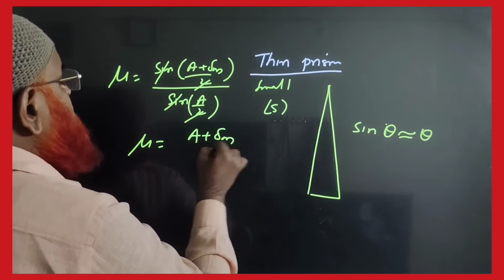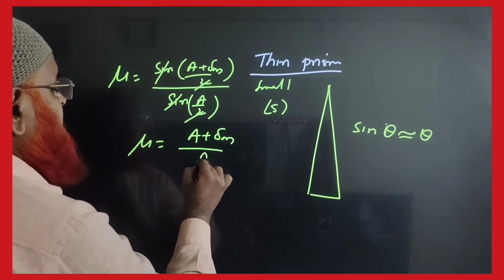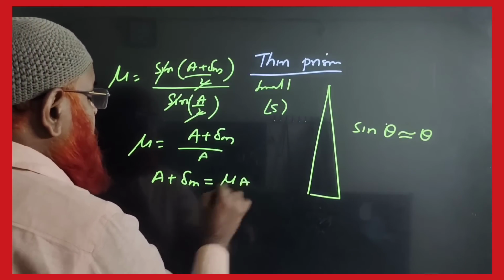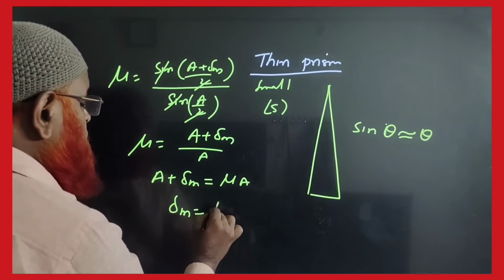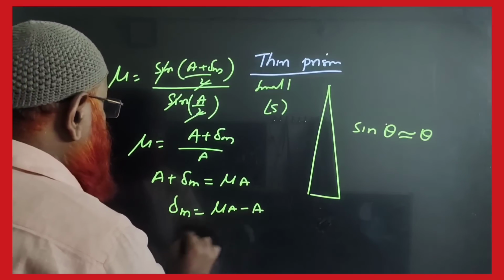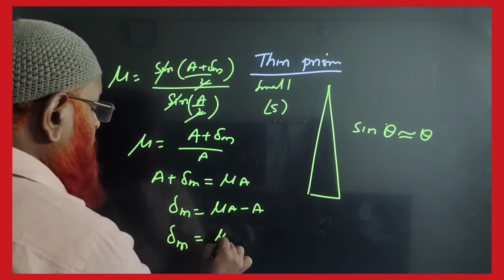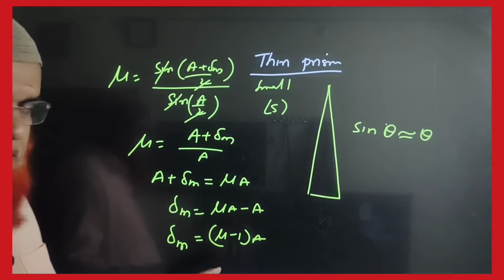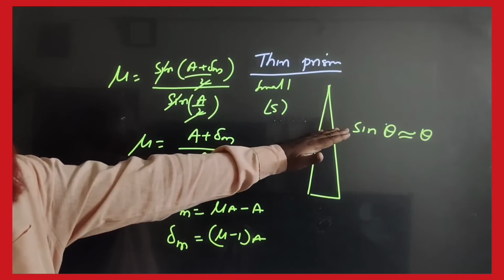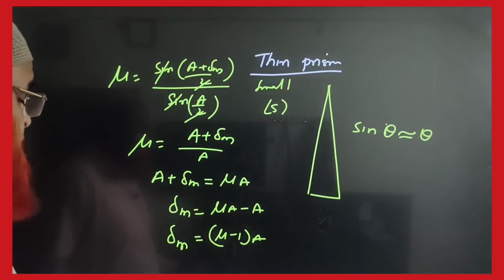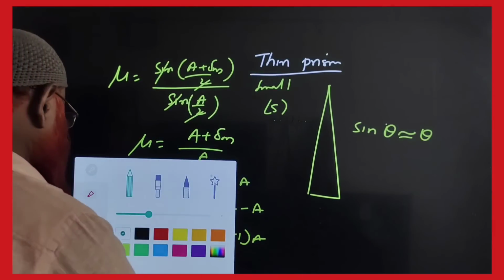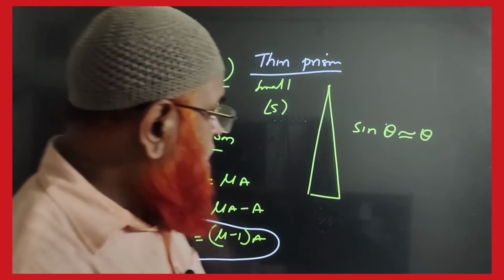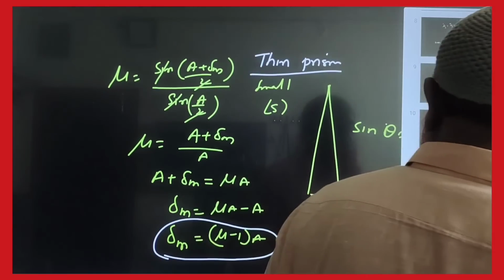What is left now? Mu is equal to A plus delta M by A. So A plus delta M is equal to mu into A. So delta M is equal to mu A minus A. Therefore delta M is equal to mu minus 1 into A. Understood? So for a thin prism, this is going to be the shortcut formula. You should remember this one. Okay? Thin prism formula. There is one problem related to the thin prism. We should discuss that problem also.